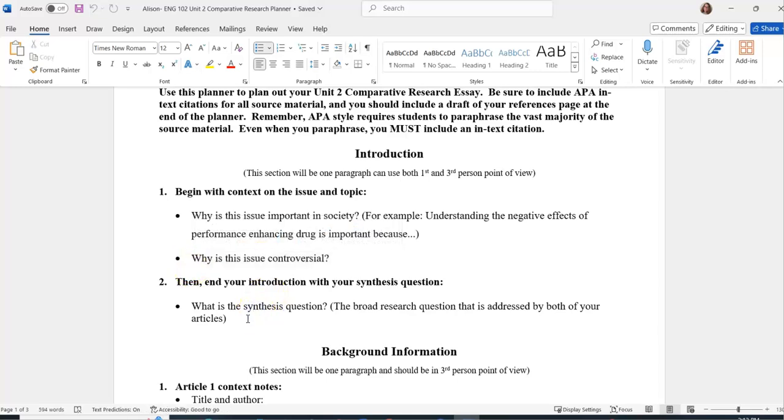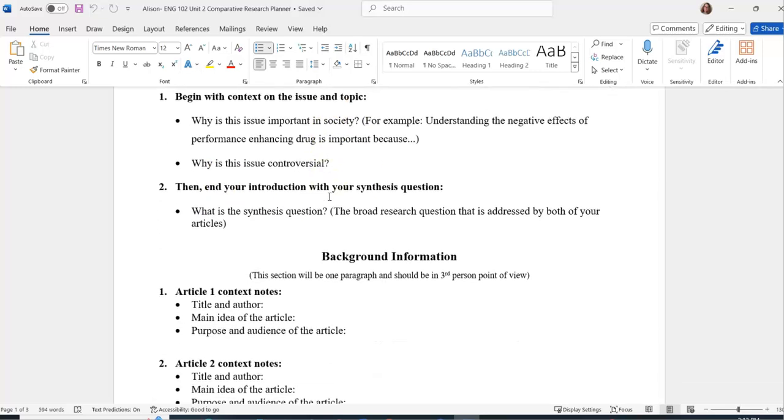Then you're going to transition to listing the synthesis question. So which of the 2 questions from your previous brainstorming assignment are you going to use, or are you writing a new one? But what is the overarching question that both of your new articles for Unit 2 answer? So that's going to be your introduction.